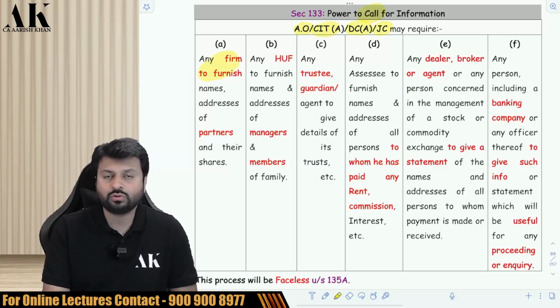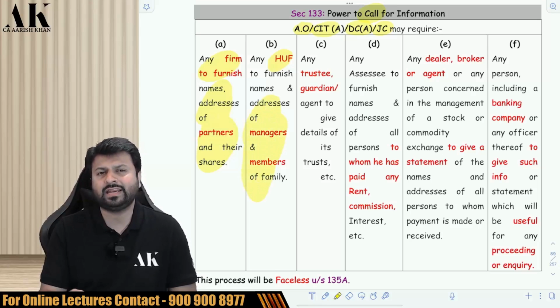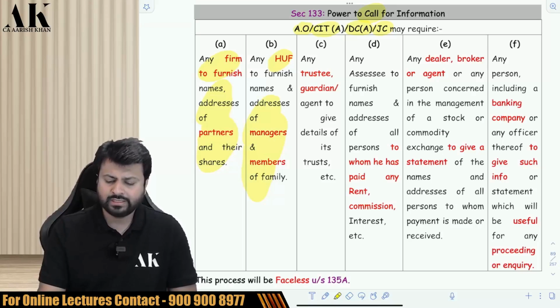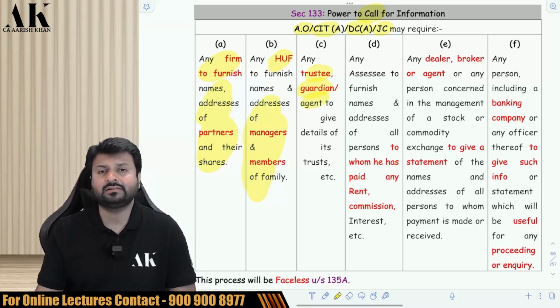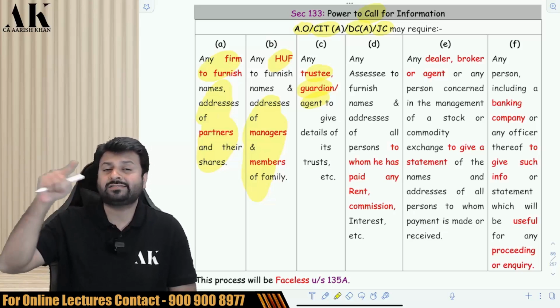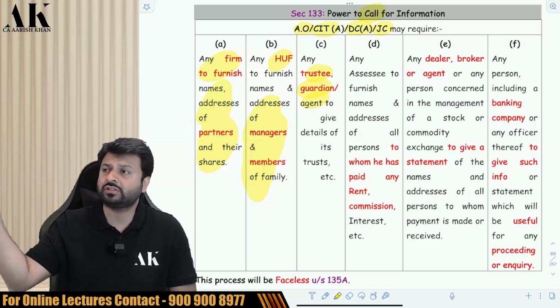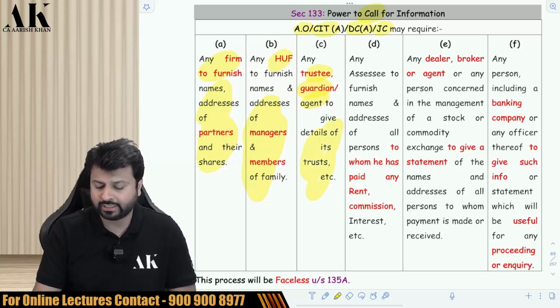They can send a notice to a firm and they can call for the information of all the partners, their share of profit, their name, their address. They can send a notice to HUF and they can call for all the details of the Karta and the managers and the members of the family, their names and address. They can send notice to trustee, guardian, agent, and they can ask which all assessees trustee you are, which all assessees guardian you are, which all assessees agent you are. We want the details of all of them.